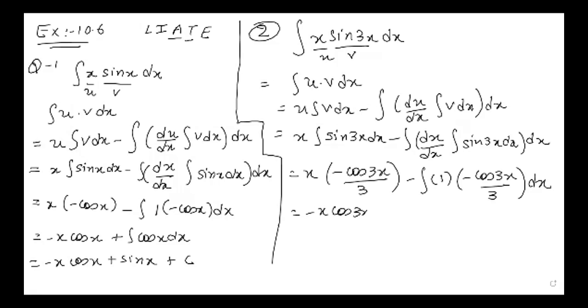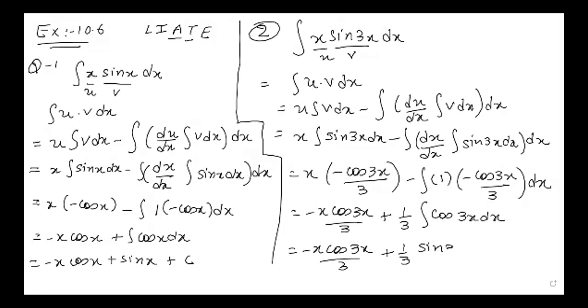This is minus cos 3x by 3. This minus minus will get plus, and 1 by 3 will come out of the integration. Your final answer will be, integration of cos is sine, and as the coefficient of x is 3, we have to divide it by 3. So your final answer is minus x cos 3x by 3 plus 1 by 9 sine 3x plus c. This is your final answer, right? If you want, you should write this as 1 by 9.